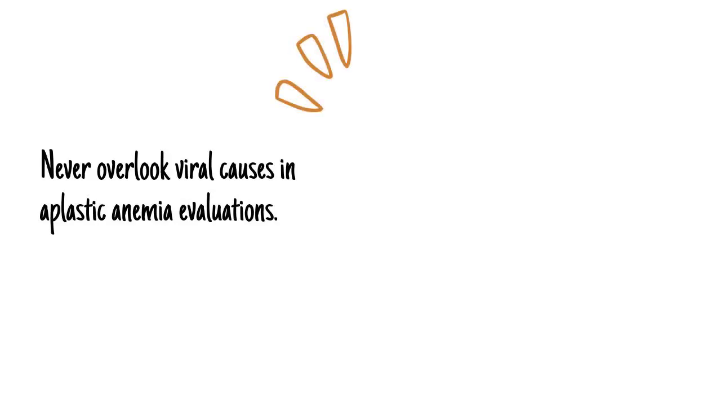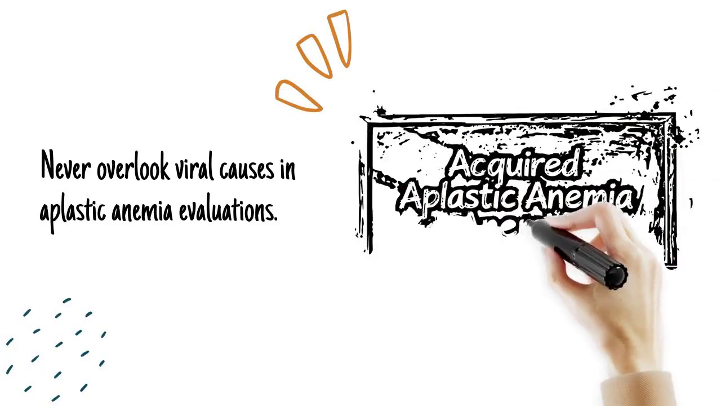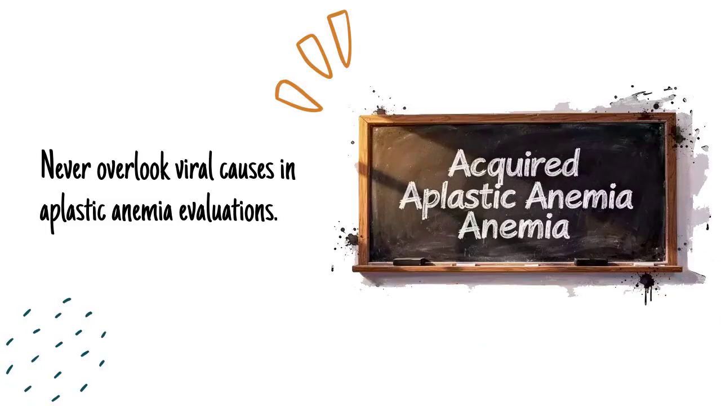Several viruses are implicated as rare but important causes of acquired aplastic anemia, AA, with the most substantial evidence for hepatitis viruses, especially non-A, non-B, non-C hepatitis, Epstein-Barr virus, EBV, cytomegalovirus, CMV, and human immunodeficiency virus, HIV.